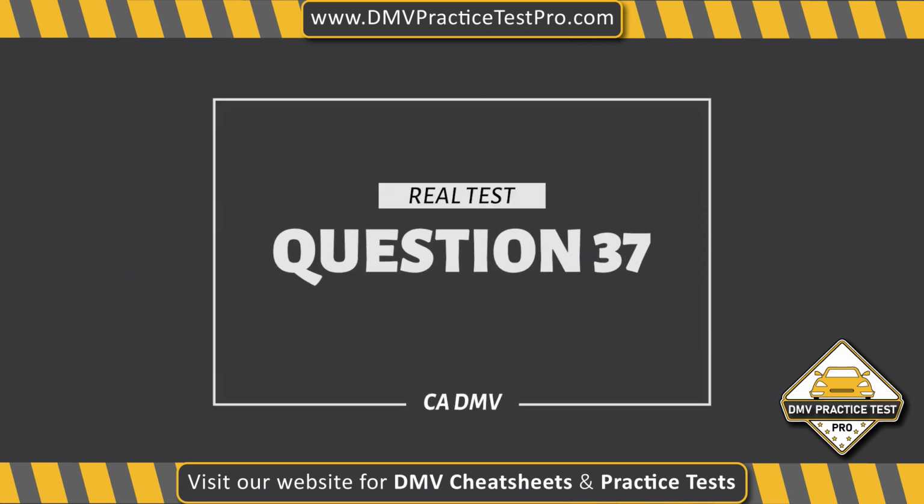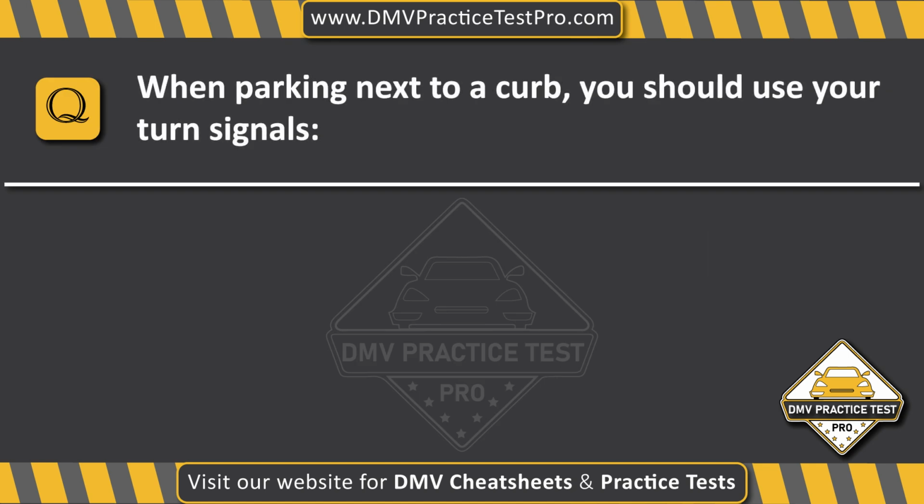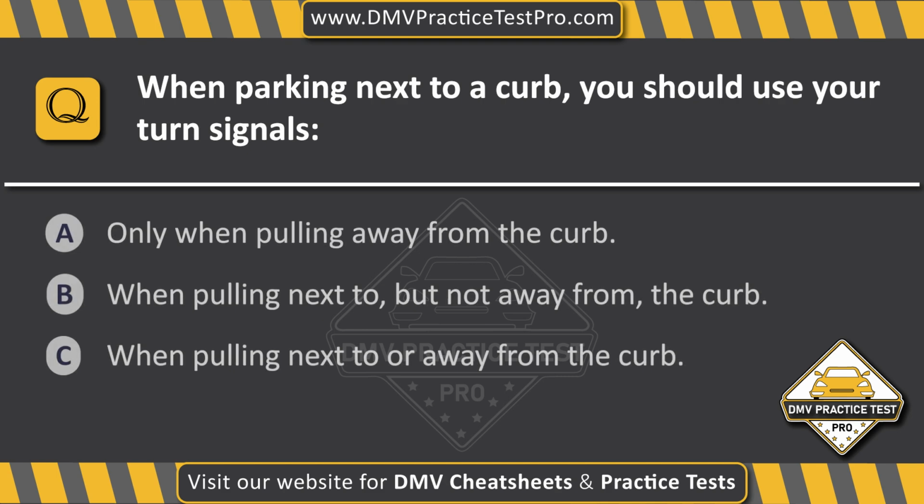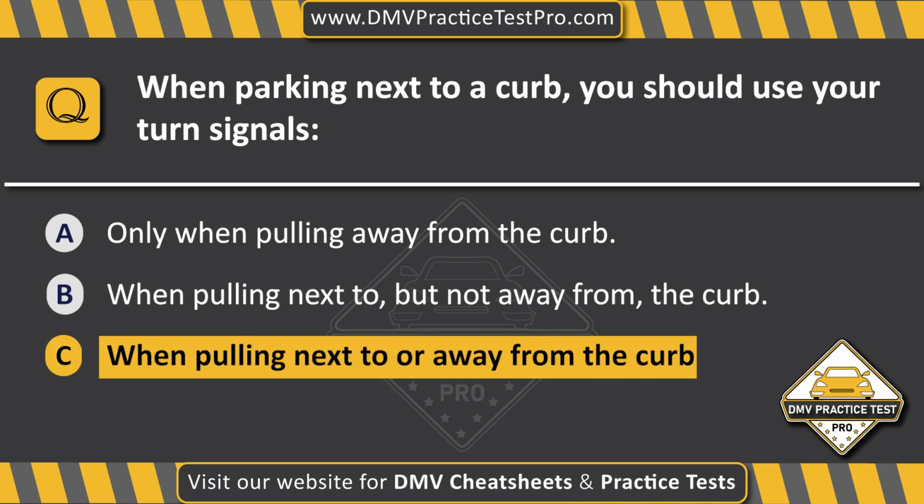Question 37. When parking next to a curb, you should use your turn signals: Option A. Only when pulling away from the curb. Option B. When pulling next to, but not away from the curb. Option C. When pulling next to or away from the curb. The correct answer is Option C. When pulling next to or away from the curb.